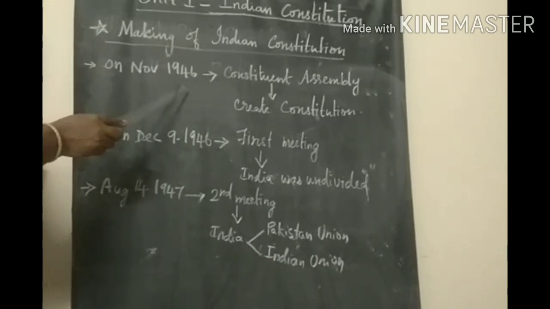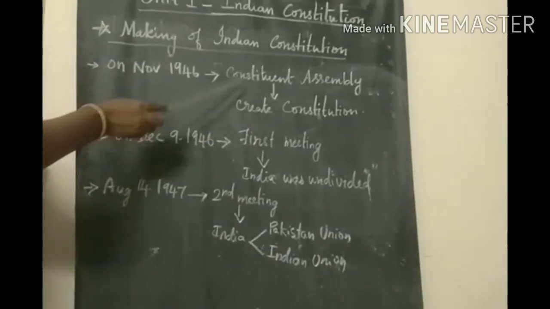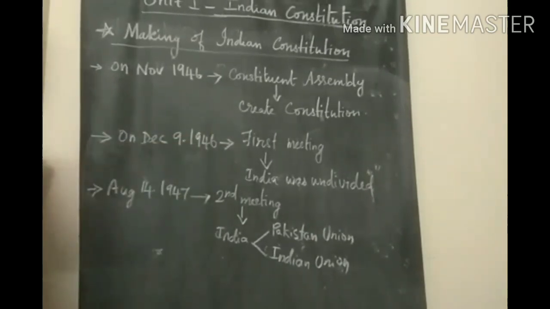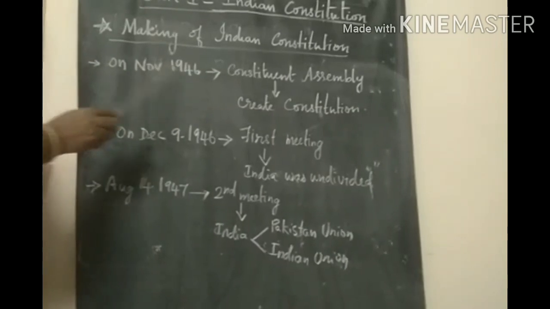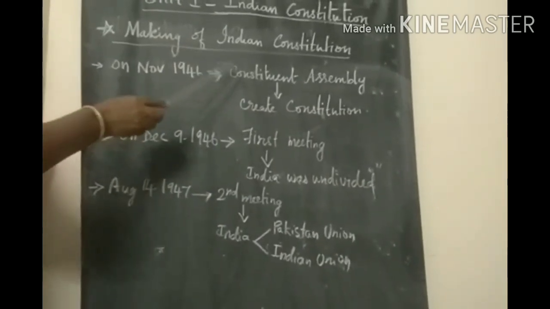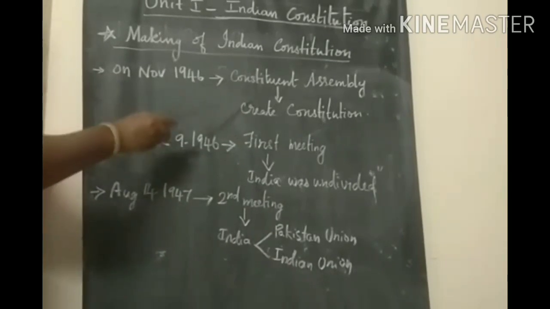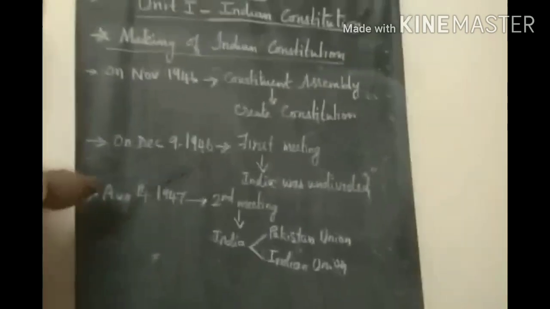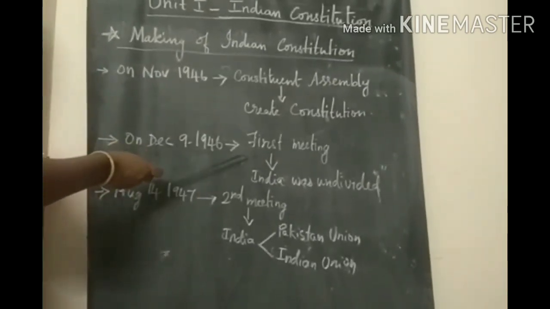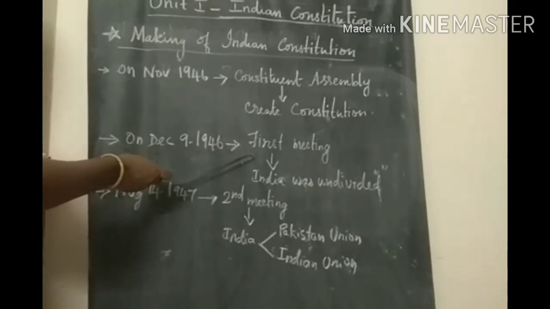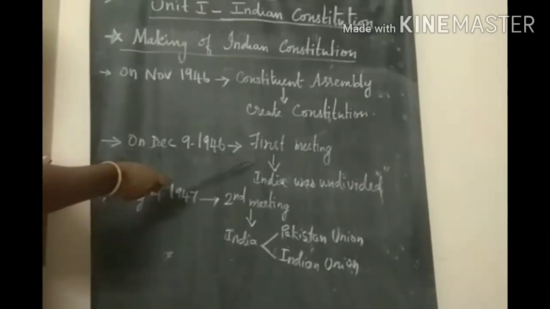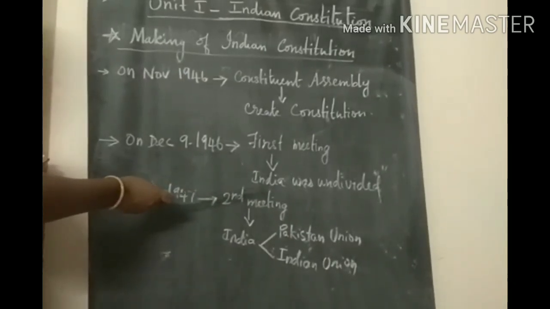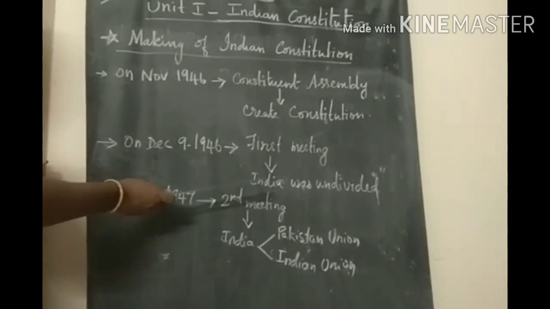In November 1946, the first Constituent Assembly was created to create a constitution. On December 9, 1946, the first meeting regarding the formation of the constitution was held. At that time, India was undivided. There was only one union, the Indian Union. Pakistan was not divided.